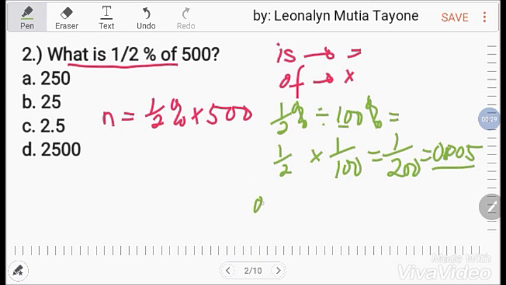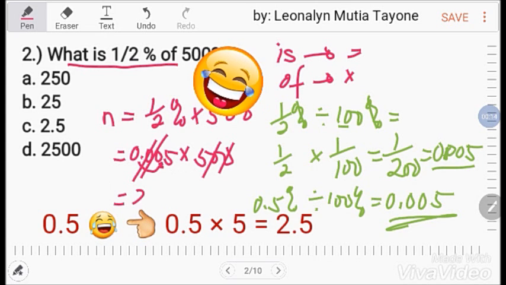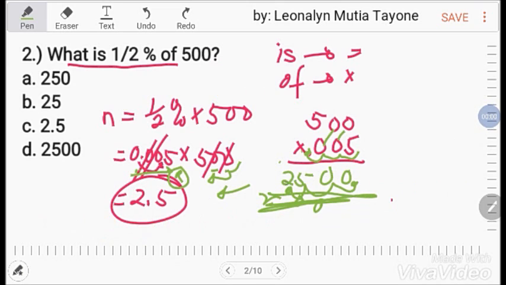Another one. Ang 1/2% is equivalent to 0.5%. Kung i-divide mo siya ng 100%, mag-move ka lang ng dalawang 0, 1, 2. And this is the equivalent. Now, let's proceed. And this is equals to 0.005 times 500. Dalawang 0, bali itong point na to, nandyan na. So, 0.25 times 5, that is 2.5. So, letter C ang sagot.